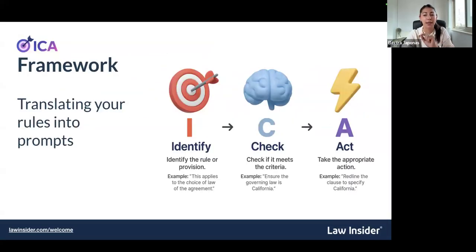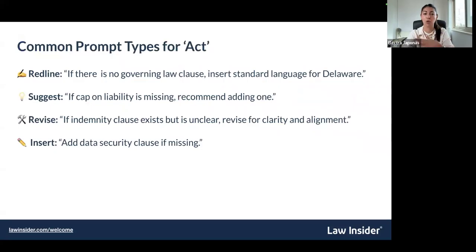Now, I just want to elaborate slightly on ACT because ACT will vary more than identify and check. ACT could be, I want you to redline the agreement. So sometimes, most times, you just want the tool to tell you what to do to rectify anything that it's found that doesn't comply with your rule. But in some instances, when I've worked with larger organizations that want to just flag stuff, they don't necessarily want to redline everything. They just want to have a quick kind of risk check on an agreement. You might just ask it to suggest things.